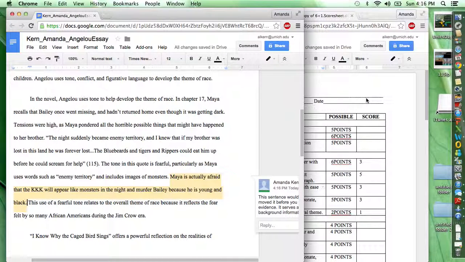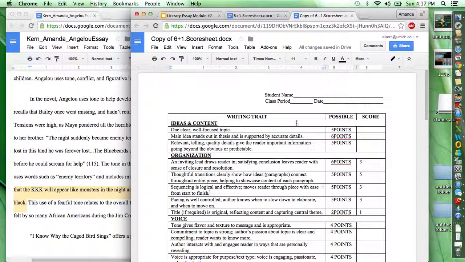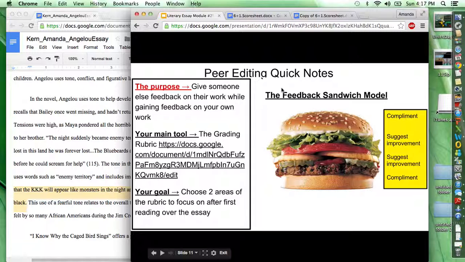So I hope that this has been informative for you now that you are an expert in how to peer edit. Good luck to you. Be sure to use the grading rubric and use your notes to help you. And let me know if I can answer any of your questions. Good luck, and thank you for listening.